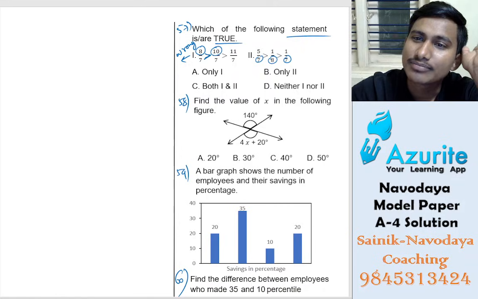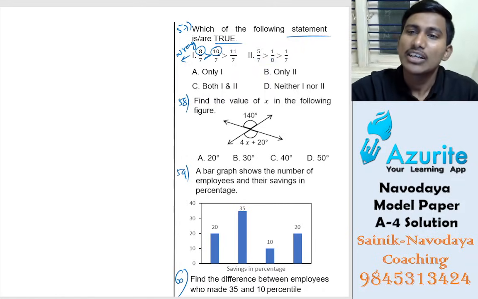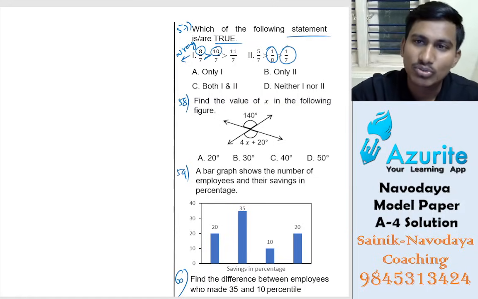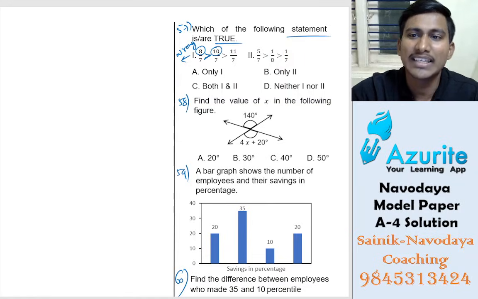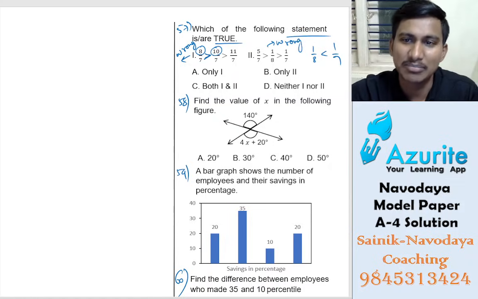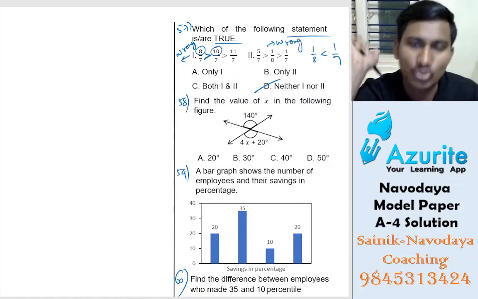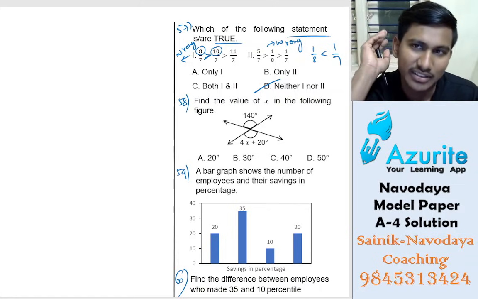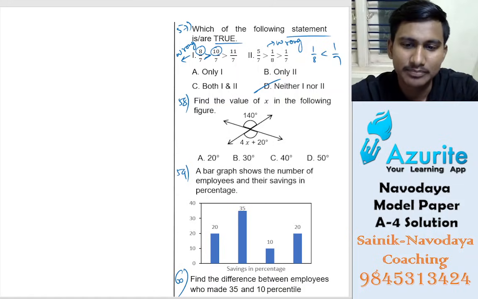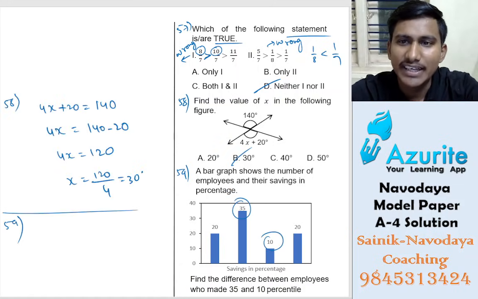Now here, 1 by 8 is greater than 1 by 7. No, that is wrong. 1 by 8 is smaller than 1 by 7. That is also wrong. So both are wrong statements. Neither 1 nor 2. Understand? So that is why the answer is option D here.